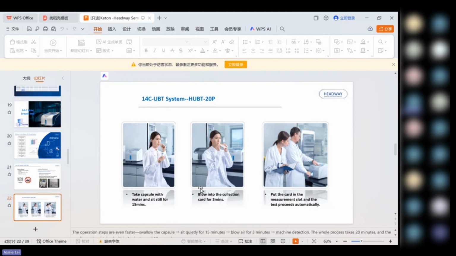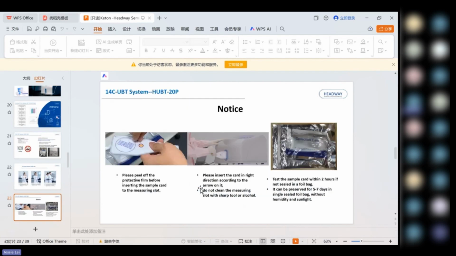So the operation steps are even faster. The patient just needs to take a capsule with water and sit quietly for 15 minutes, and then blow into the collection card for 3 minutes. After 3 minutes, we just need to put the card into the measurement slot, and our analyzer will proceed with the test automatically. After 4 minutes and 10 seconds, we can get the result.